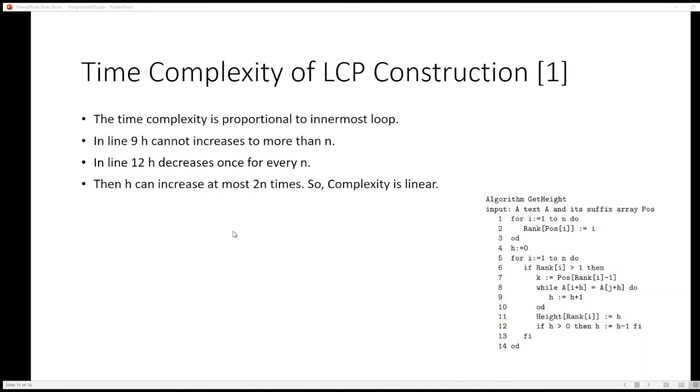So now we'll analyze the time complexity of the LCP array construction algorithm. Since the time complexity is proportional to the innermost loop, and h cannot increase more than n, and in line 12 h decreases by 1 for every I, h will decrease by at most n, so h will increase by at most 2n. So the complexity of this algorithm is linear.